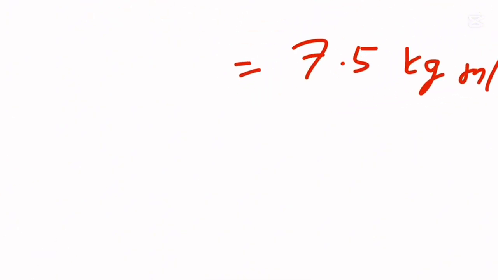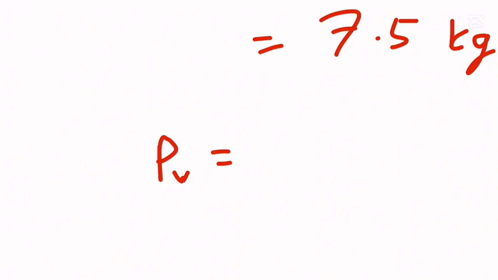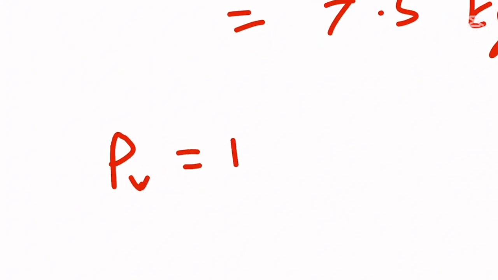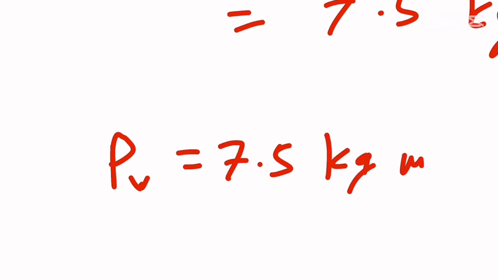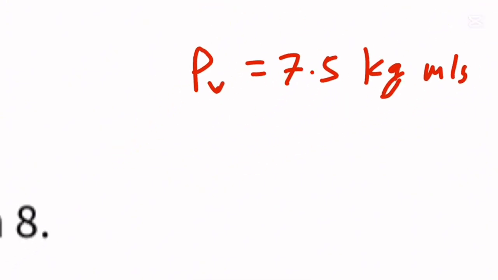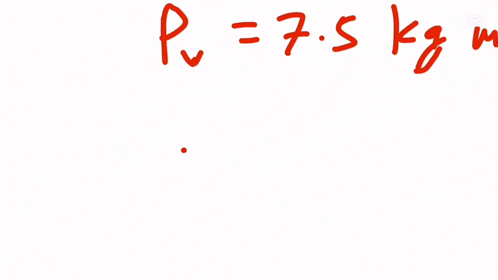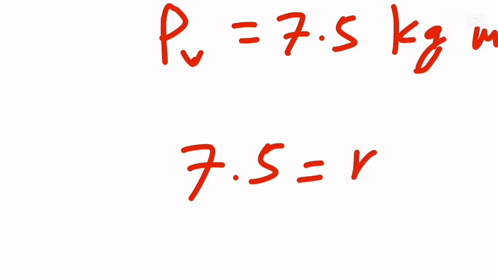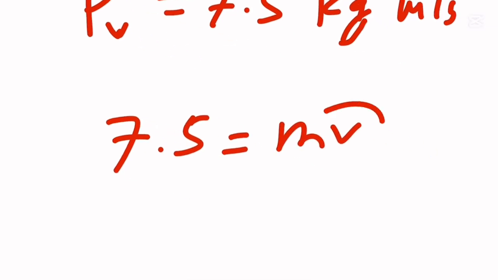So let's say the momentum after the collision is mv. It's going to be 7.5 kilogram meter per second because of conservation of momentum. So we just need to calculate the velocity here. We have the 7.5 and mv. We don't know the velocity, but we know the mass. And since the arrow and the apple stick together, we have to combine their masses.